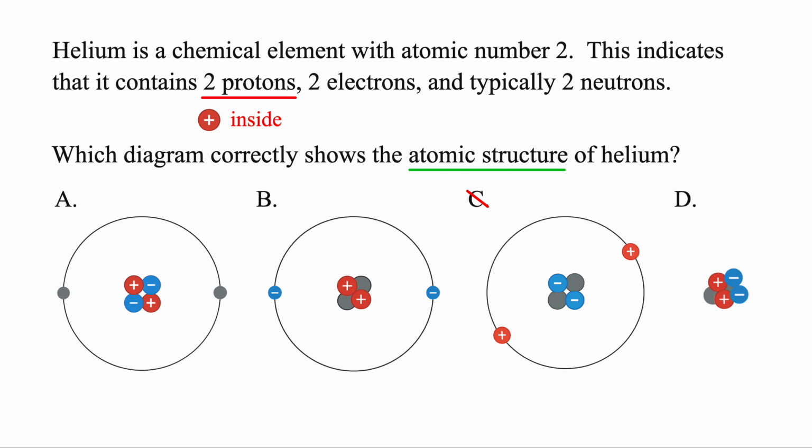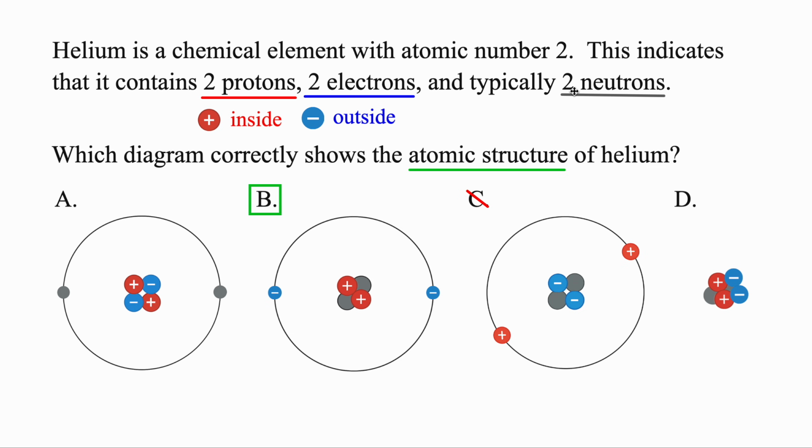Alrighty, next it's got 2 electrons. These are always going to be negatively charged, and those are in orbit around the outside of the nucleus. But the only one that has that correct is option B, electrons on the outside, protons on the inside, so this is our final answer, and this is the correct atomic structure of helium here.